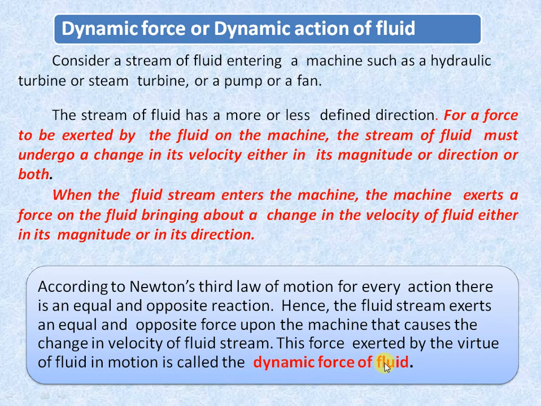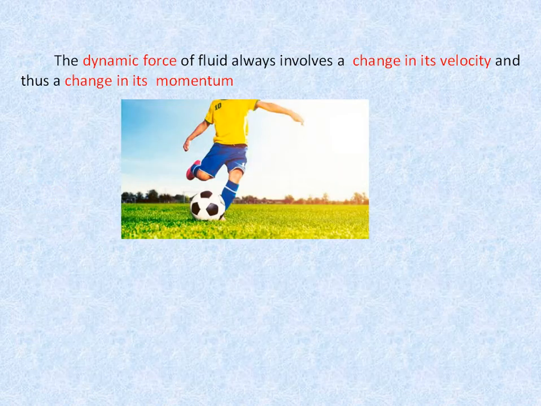So when a fluid enters a turbine, the fluid exerts some force on a turbine blade. The same amount of force is exerted by the turbine on the fluid, and due to this its direction and magnitude change. So the dynamic force of fluid always involves a change in its velocity and thus a change in its momentum. You can see that a football player kicks the football, and due to this the football's direction changes, its velocity changes, and momentum is applied on the football.